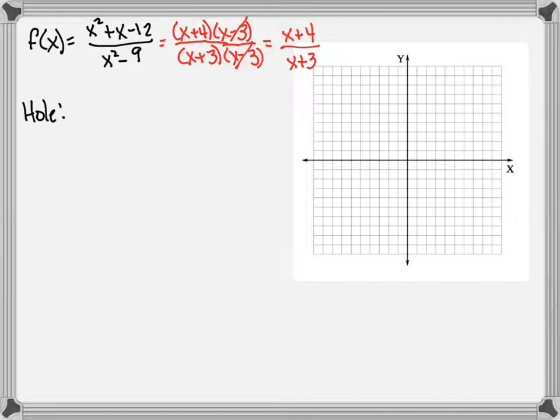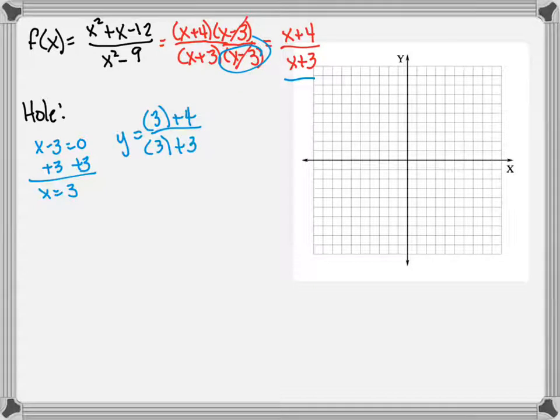Let's find our hole or removable discontinuity by taking the factor that canceled, the x minus 3, and setting it equal to 0. Solving for x, I'll add 3 to both sides, and x is 3. That's the x value of our hole. Now we will substitute 3 in for x in the simplified form. So we have y equals (3 plus 4) over (3 plus 3), or y equals 7/6. So the coordinate of our hole is at (3, 7/6). I'm going to put that on my graph. So it should look like an open circle.